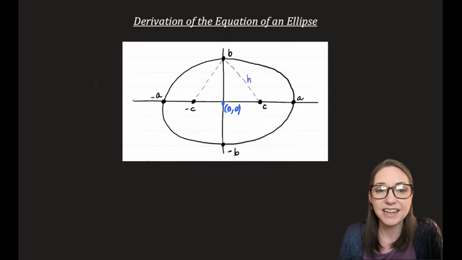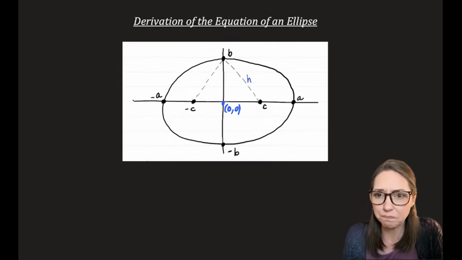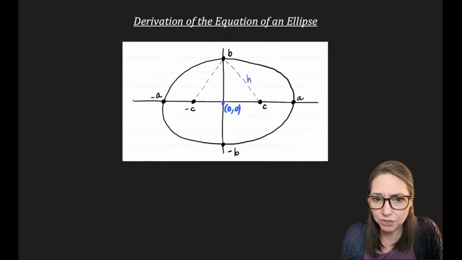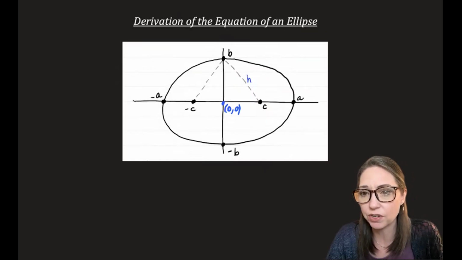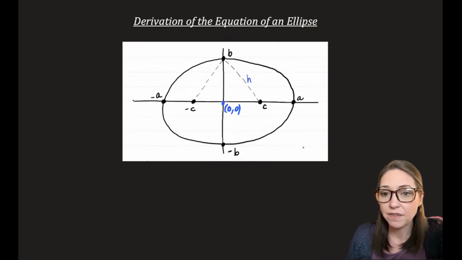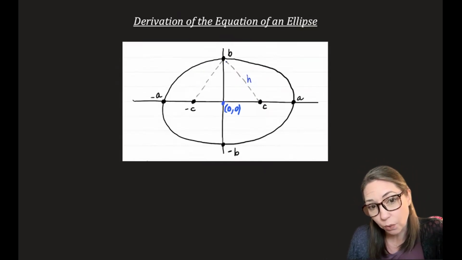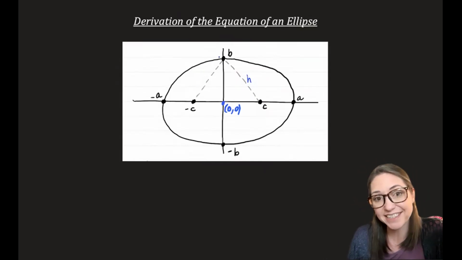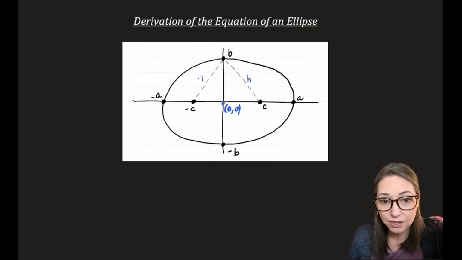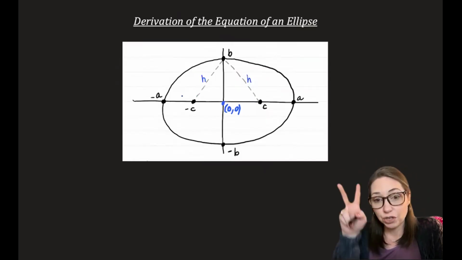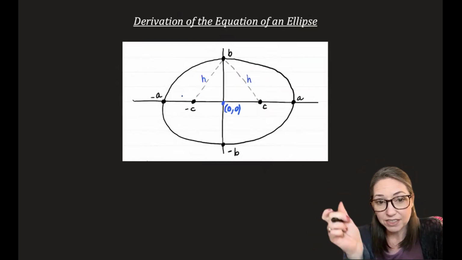To get the simplest formula for this, we're just going to use these points with C's and the origin at (0, 0). And we already talked about this distance, which I've called H for hypotenuse, and I've drawn it in such a way that it's equal. This distance equals that distance because you're going C to the right of the origin or C to the left of the origin. So that distance is also H right there. We've got to compute two different distances and set them equal.